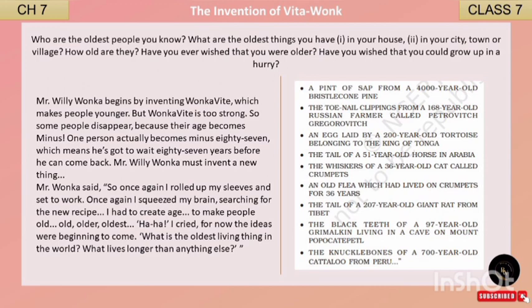Now new ideas were coming out in his mind, and Mr. Willy Wonka asked a question to Charlie, who was near him. He asked, "What is the oldest living thing in the world? What lives longer than anything else?" Let's see what answer Charlie has given. Okay, so Charlie gave the answer. The oldest living thing was a tree.